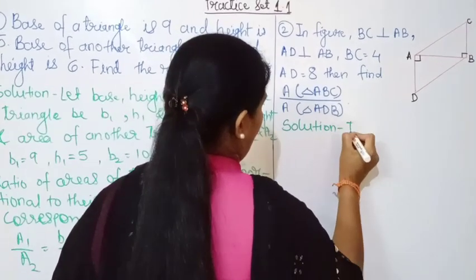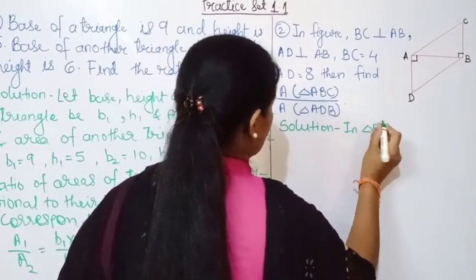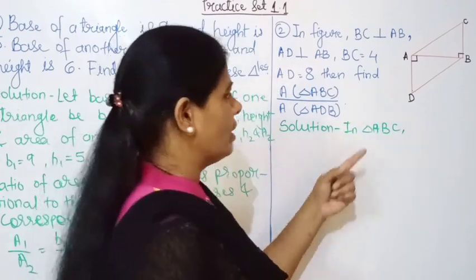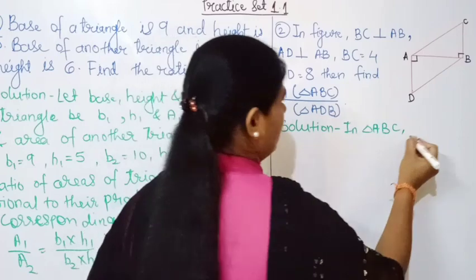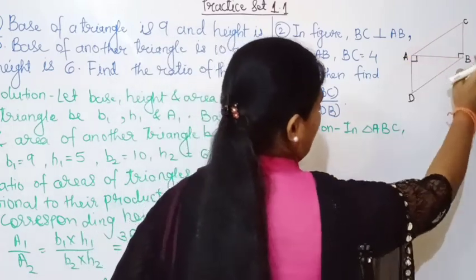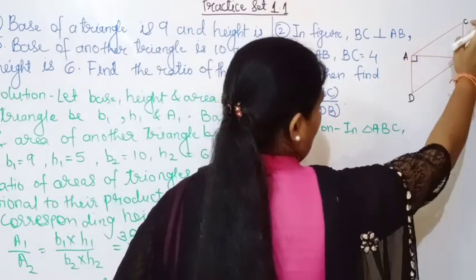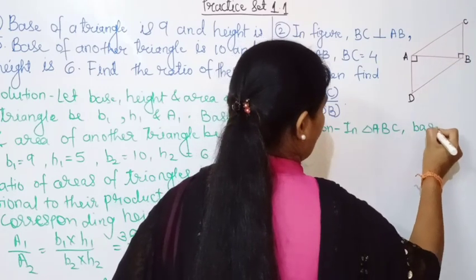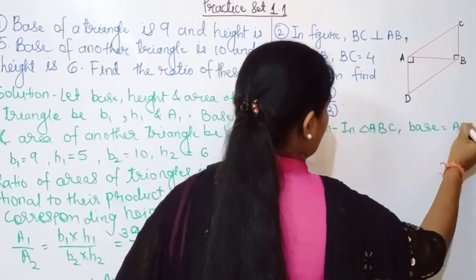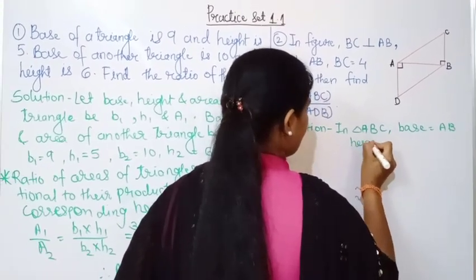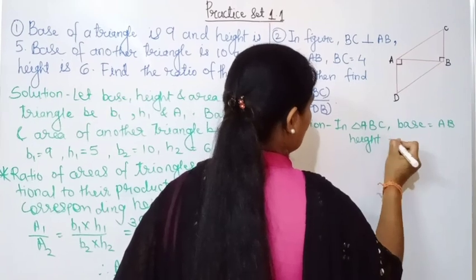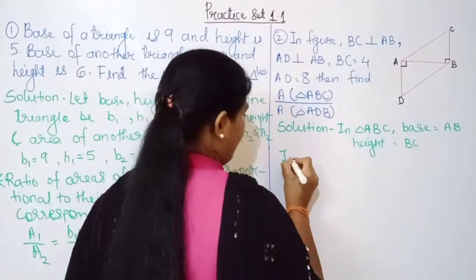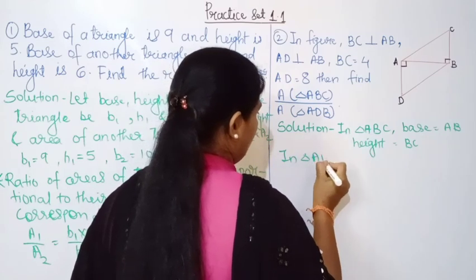Okay, see now in triangle ABC, what is the base? The base of this triangle is AB. In triangle ABC, base is AB and height is BC. So base equal to AB, and what is the height? Height equal to BC.